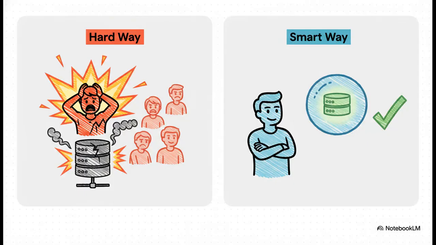So let's just lay it out. There's the hard way, testing on live systems, which risks downtime and disruption. And then there's the smart way, using the simulator. It's completely safe, you get instant results, and this is how the pros verify complex permissions before they ever go live.